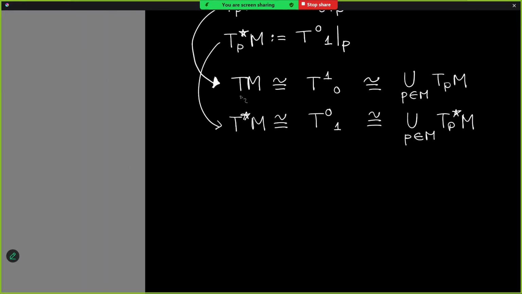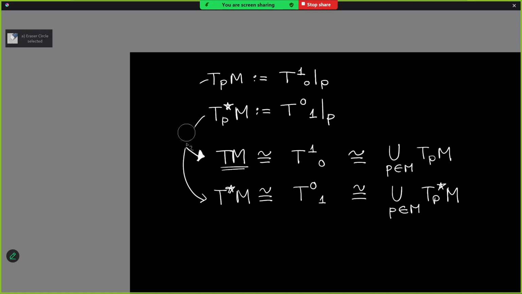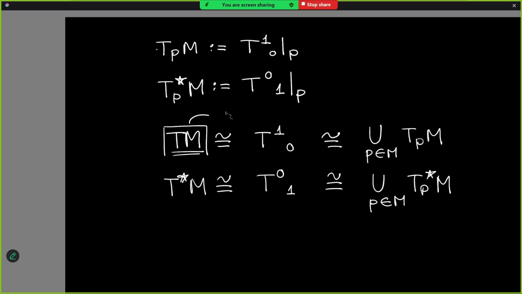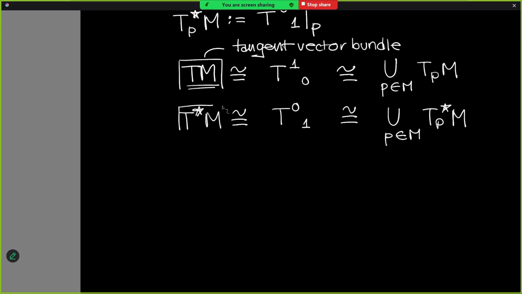Okay, so there are a lot of curved arrows. Let me erase those. So this thing is called the tangent vector bundle. And this is called the cotangent vector bundle.